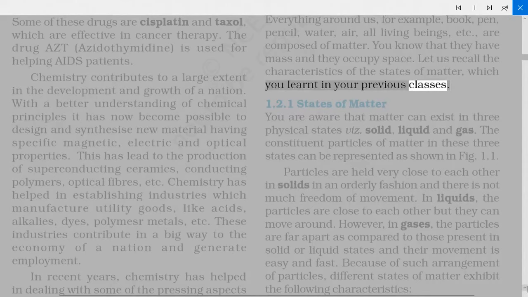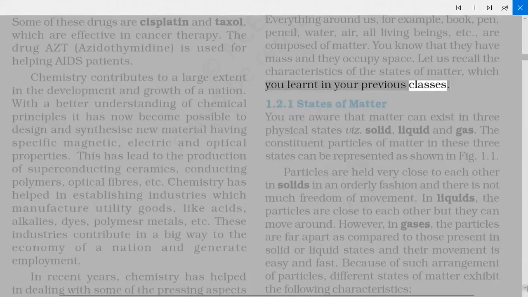States of matter. You are aware that matter can exist in three physical states, viz. solid, liquid and gas. The constituent particles of matter in these three states can be represented as shown in Fig. 1.1. Particles are held very close to each other in solids in an orderly fashion, and there is not much freedom of movement. In liquids, the particles are close to each other but they can move around. However, in gases, the particles are far apart as compared to those present in solid or liquid states, and their movement is easy and fast.